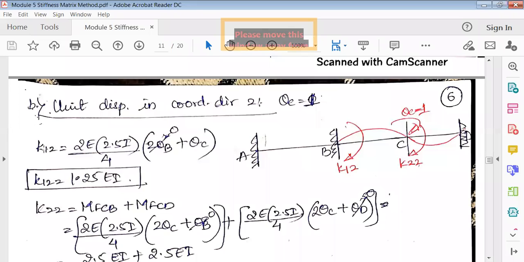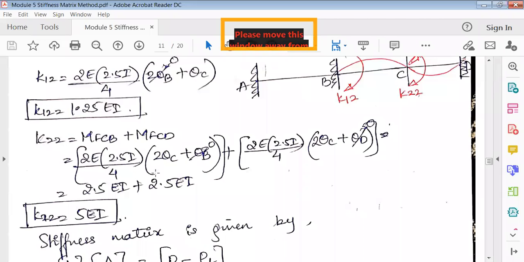So now find out K12. Okay, so K12 is, just check which member is bending here. So it is MFBC, that is 2EI by L, 2.5I into 2 times theta B plus theta C.